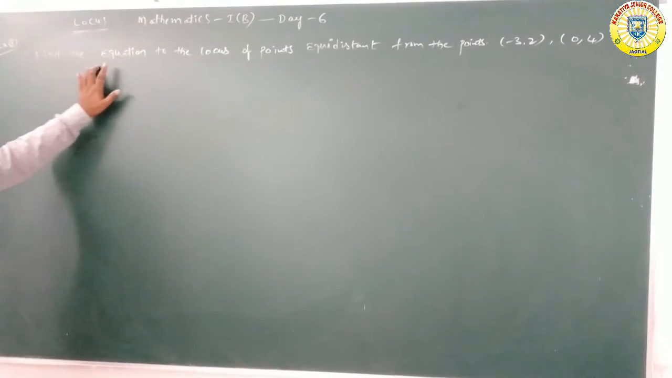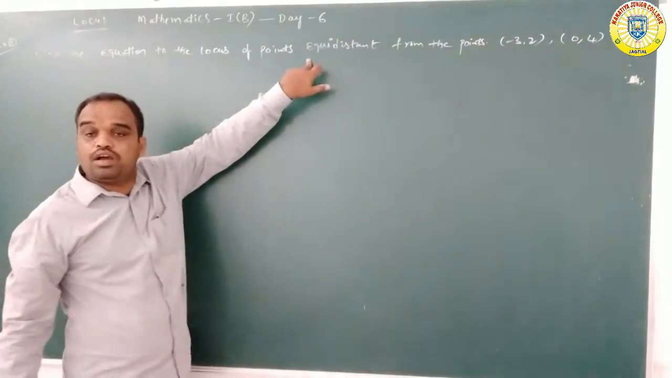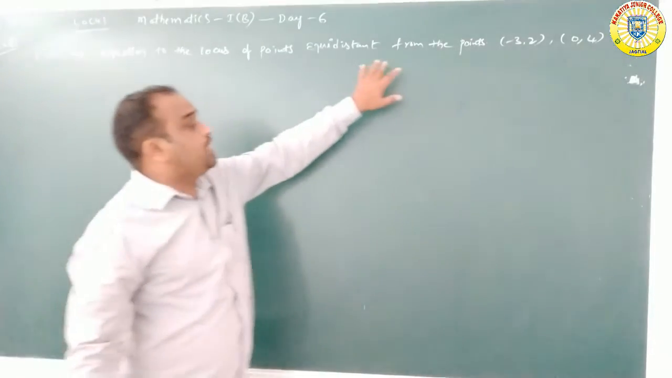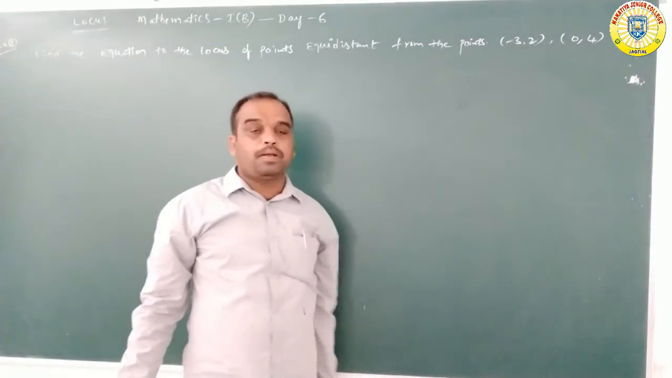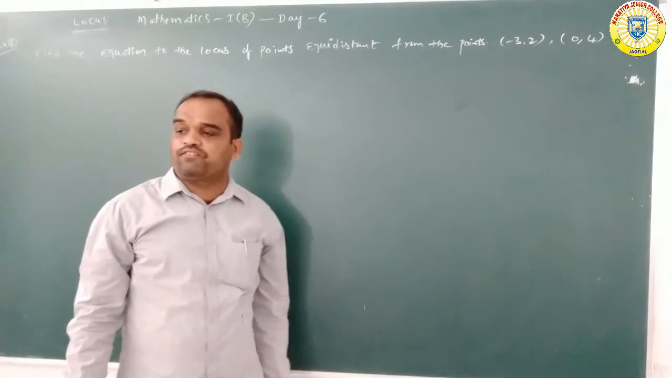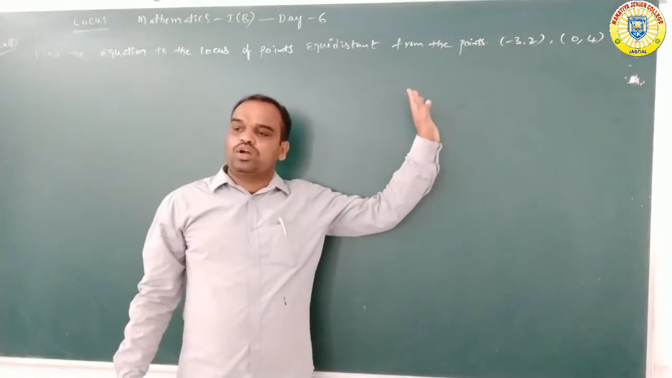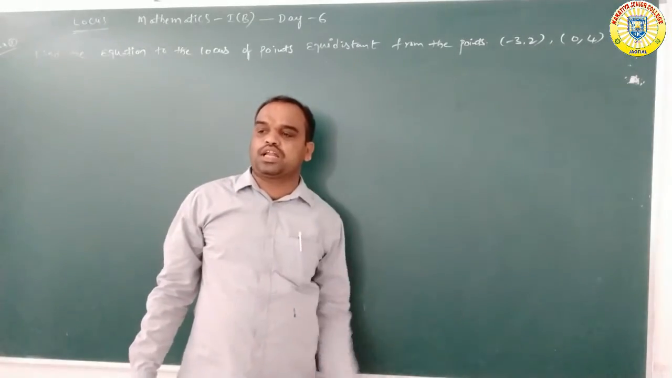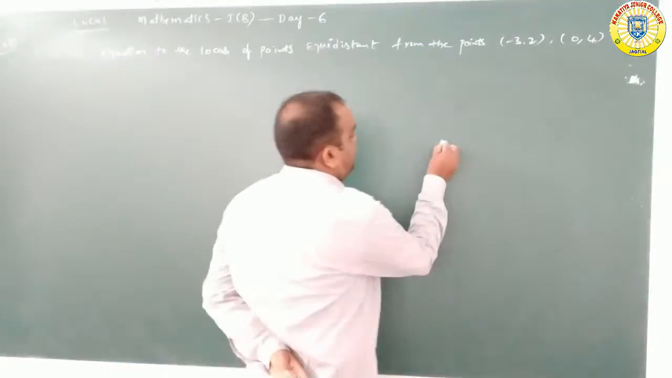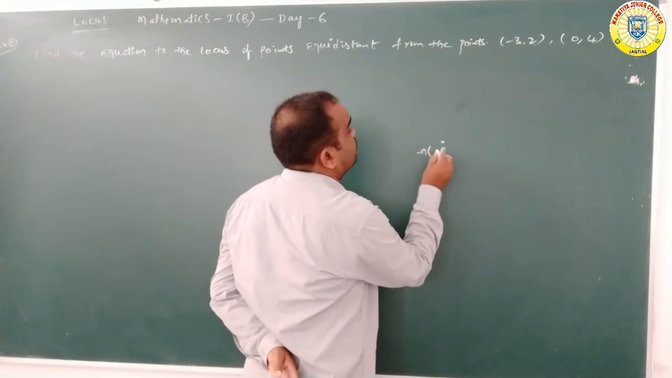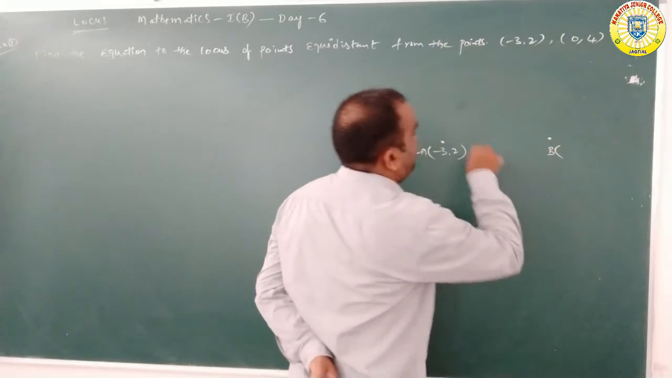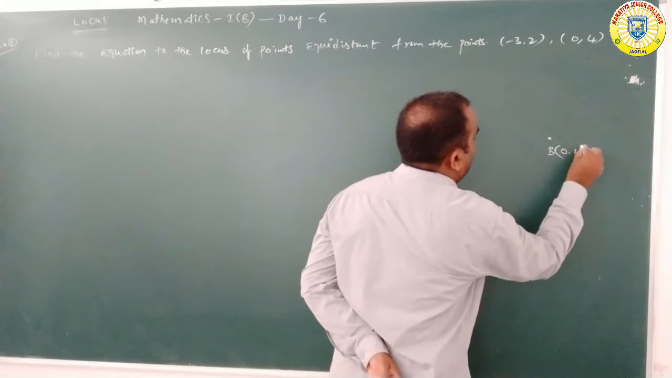Find the equation to the locus of points equidistant from the points minus 3 comma 2 and 0 comma 4. We are finding the locus of the point that is at equal distance from both points, minus 3 comma 2 and 0 comma 4. So we are taking the 2 points here: A is equal to minus 3 comma 2, and another point B equal to 0 comma 4.